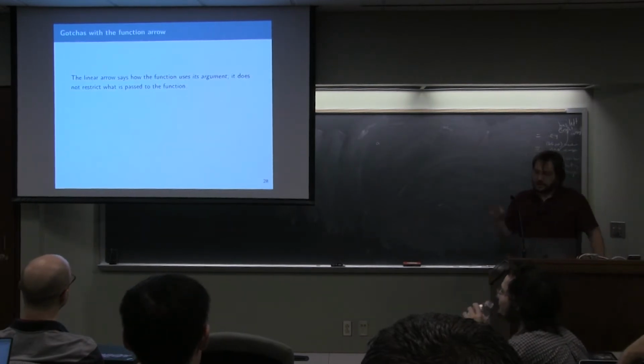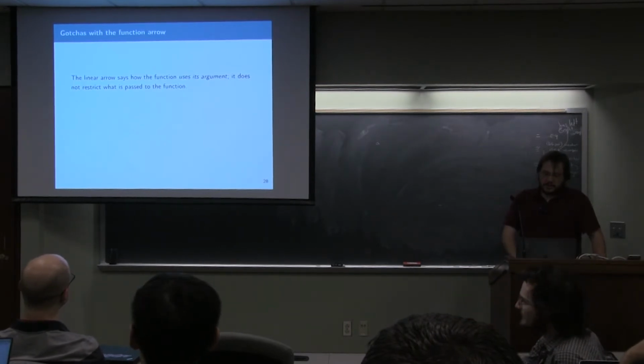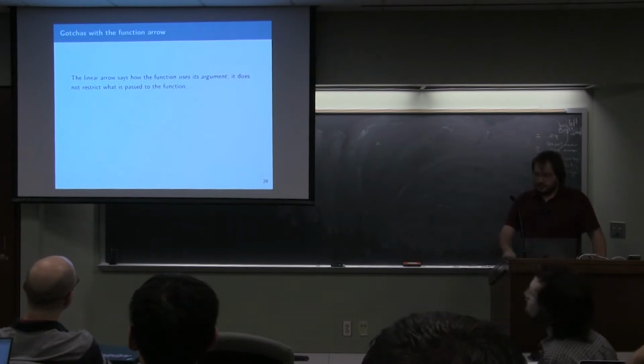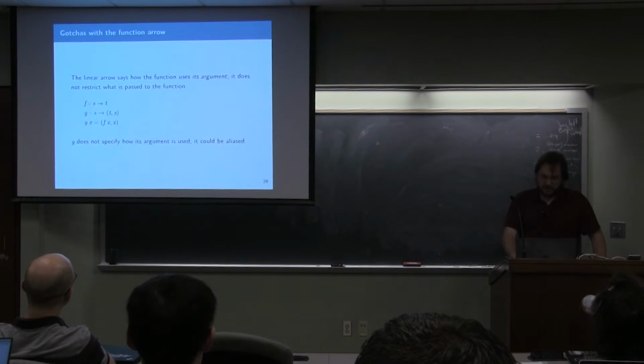So there's a few gotchas, and this will come up with the function arrow a few times, but the linear arrow says exactly how it uses its argument. It does not restrict what's passed to it. So again, this is where we're talking about linearity specifically on the arrow.